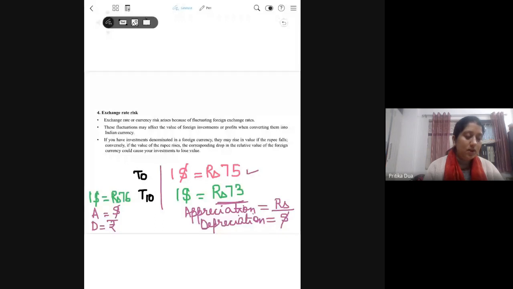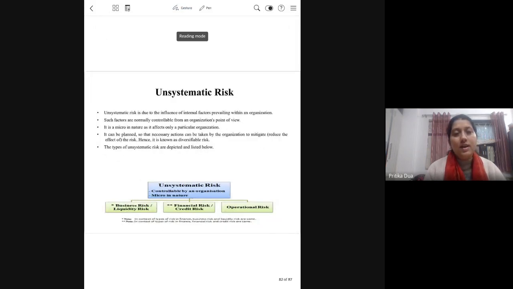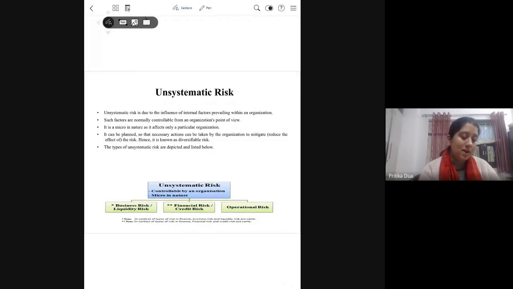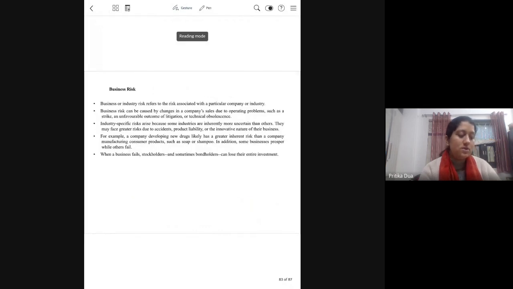Okay, coming to the micro level risk, the unsystematic risk. This risk is internal to the firm; these are controllable by the firm. So if I feel that there is some problem in TCS's management, then instead of investing in TCS I can invest in Wipro or Mindtree. So I am able to avoid this risk just by avoiding the company which has some unsystematic risk. So unsystematic risk is for a particular organization. So say there is some risk related to a particular company or industry.